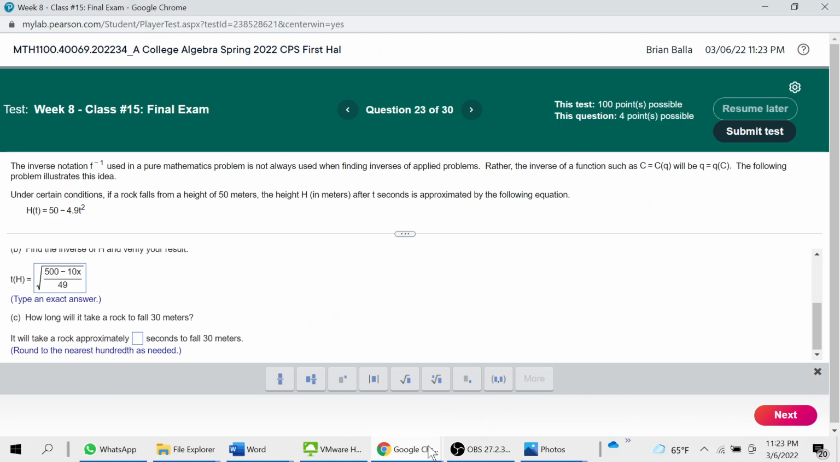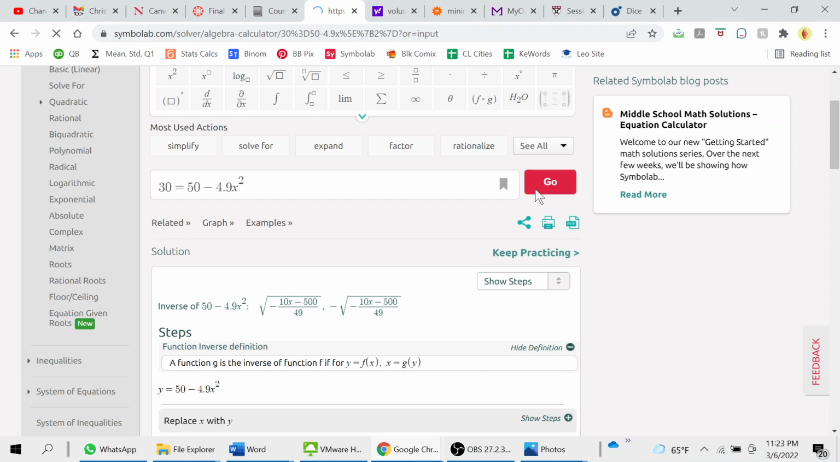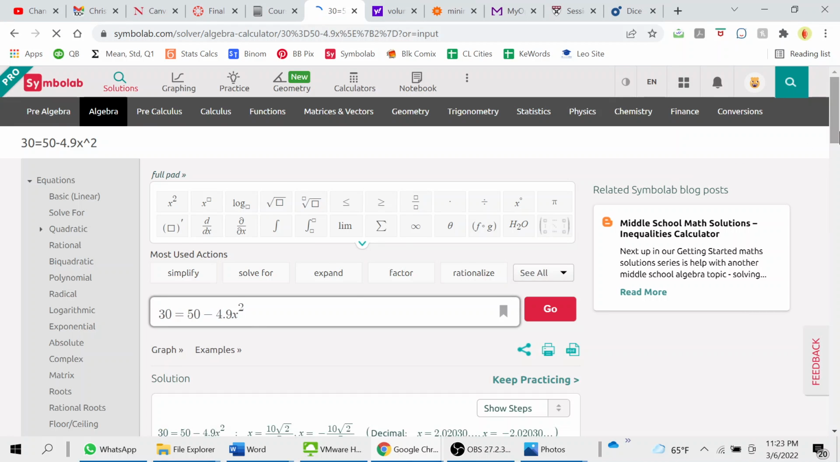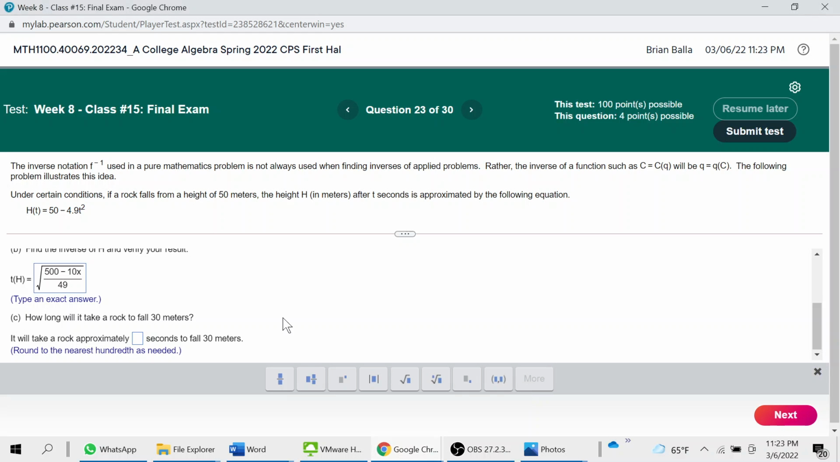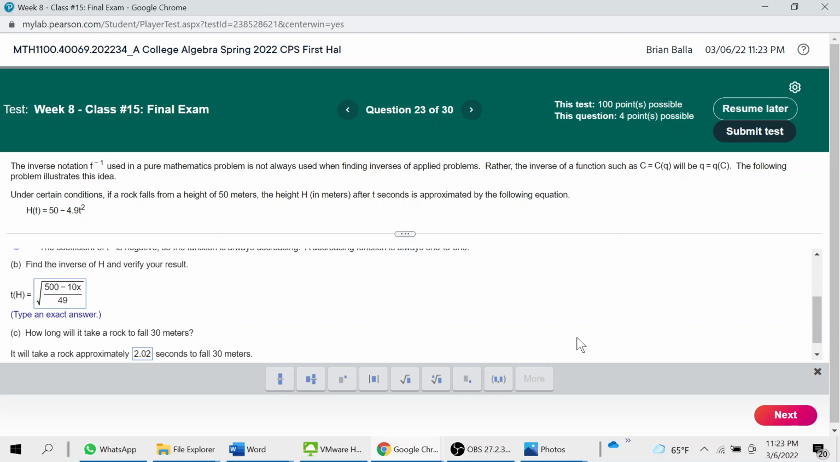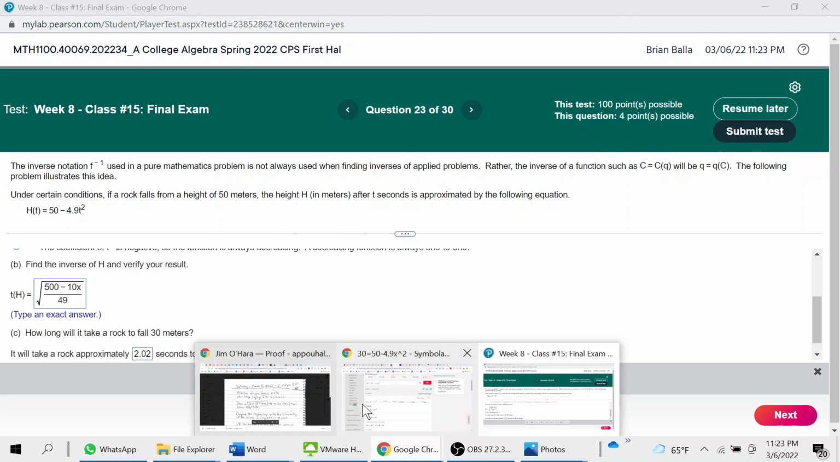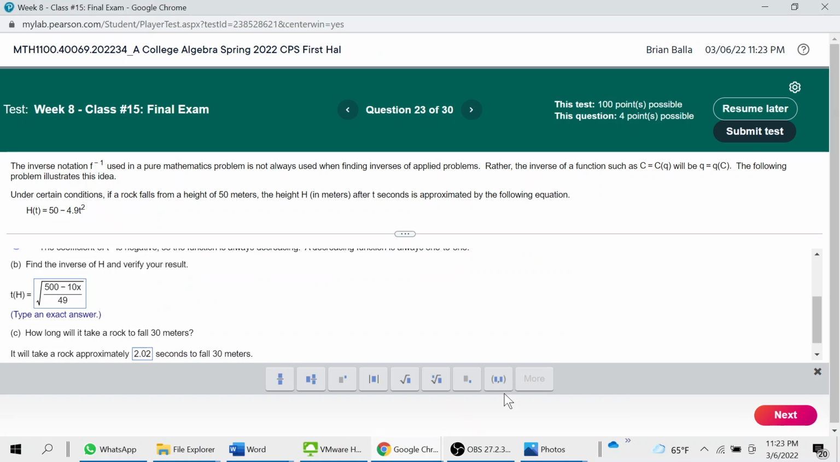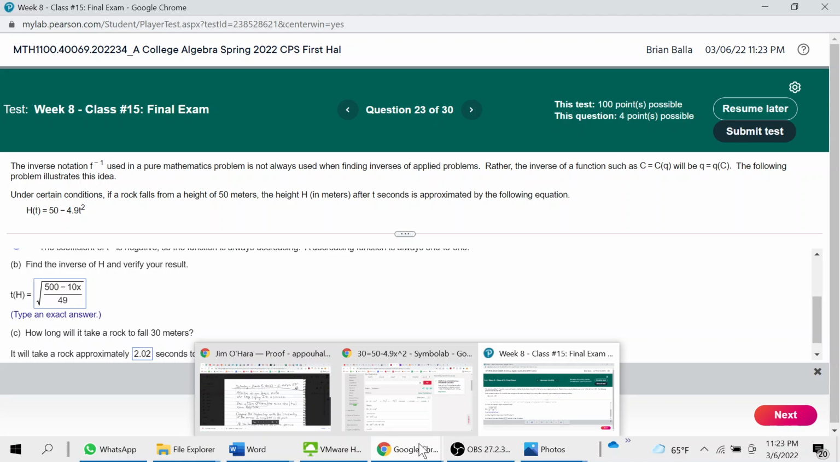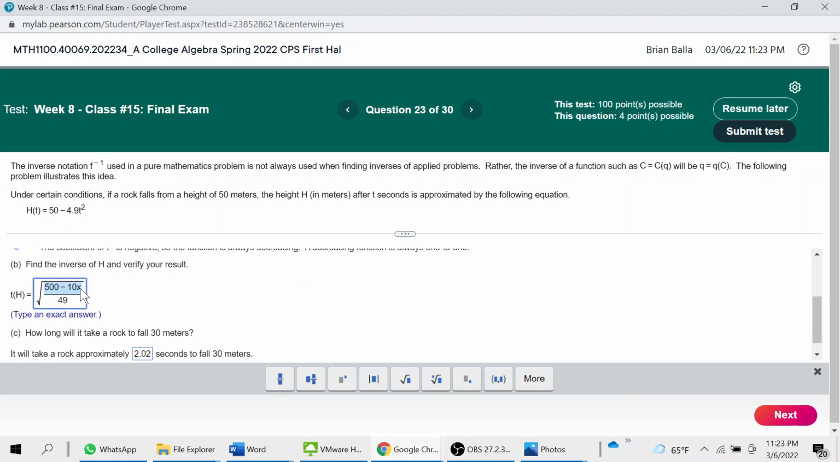Okay, 50 minus 4.9 tx squared. Okay, 2.02. Alright. Let's double check instead of verify. Oh, whoops. Hold on. I just realized a mistake here. I forgot to replace the x with an h.